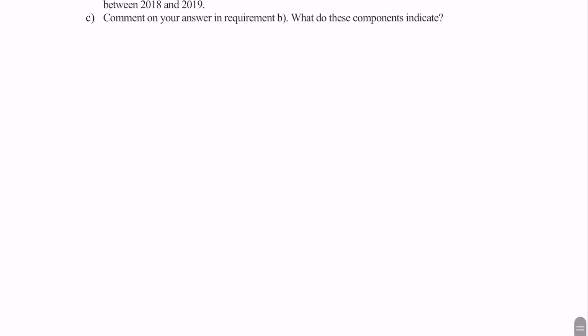So let's start with part one. I have to draw with the black pen. So let's start. The first thing we want to calculate is operating income for each year.